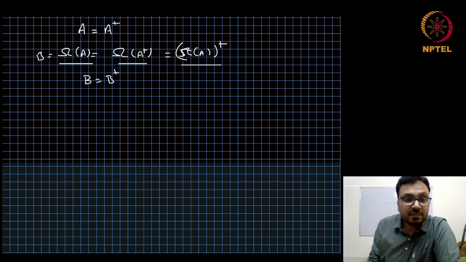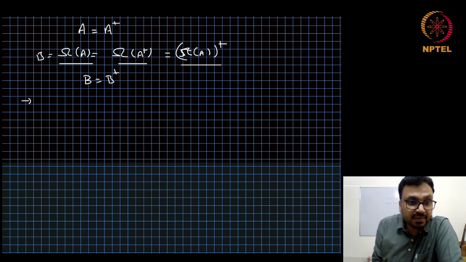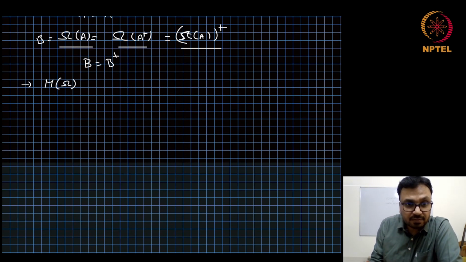Now, for a Hermiticity preserving map, what does the matrix representation M of this map look like? We have a map omega which is Hermiticity preserving, so omega of A dagger is omega of A, dagger.